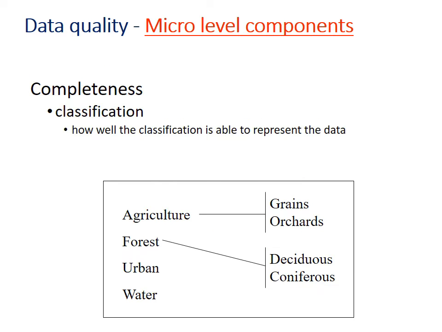Next is the completeness. Under the completeness, you have the classification. For example, if my analysis is going at a level of finding out the type of crops that I grow, but my data only has levels like agriculture, forest, urban and water body, my analysis is at the next level and my data availability is only at the previous level, which means my classification is not able to represent the data that I am looking at. So the classification accuracy is not able to help you to do the analysis, which means the data quality in terms of classification is not good. We need to improve this classification accuracy.